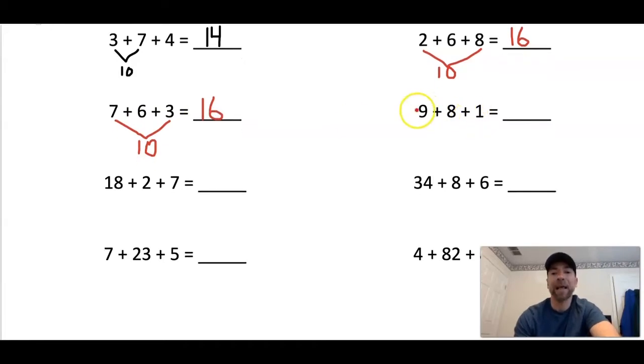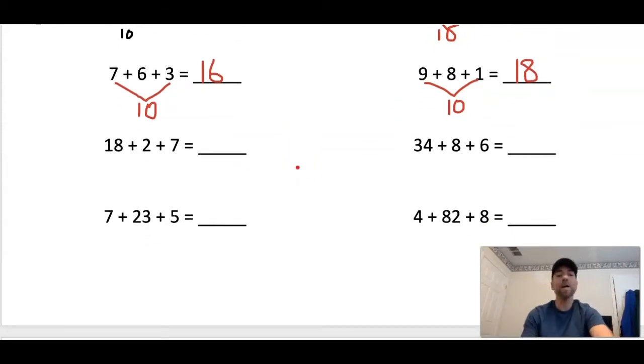Here's another example. 9 plus 8 plus 1. Need to find a friend of 10. Yeah, 9 and 1 will equal 10. And then I have 10 plus the 8 I didn't use, and the 8's going to fall right into the hole. And I'm going to end up with 18.